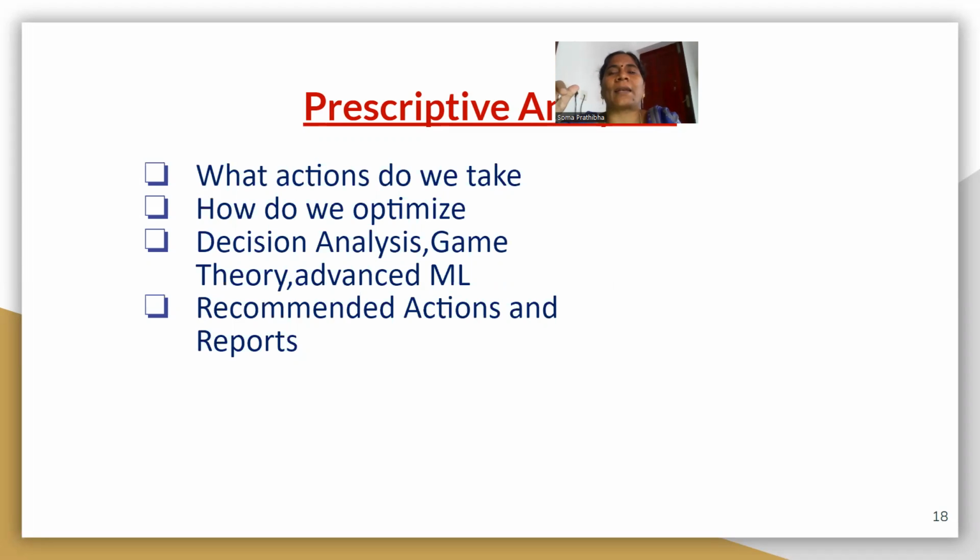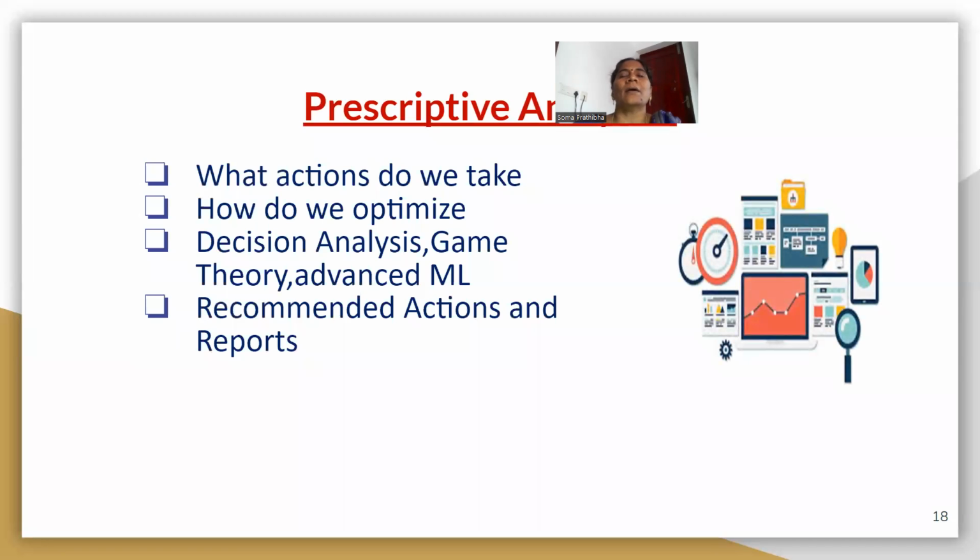Similarly, in prescriptive analytics, if your prediction says that something is not doing well, you need to take certain actions. So what actions do we have to take? How to optimize? What kind of decisions have been taken, and analyzing those decisions, everything is done through prescriptive analytics, which is the highest form of analytics. Game theory and advanced machine learning are used here to perform the analysis. Basically, the outcome is that it provides you recommended actions and reports.